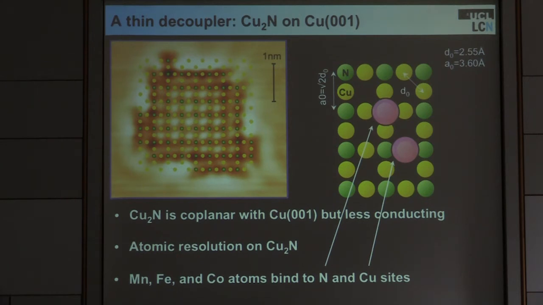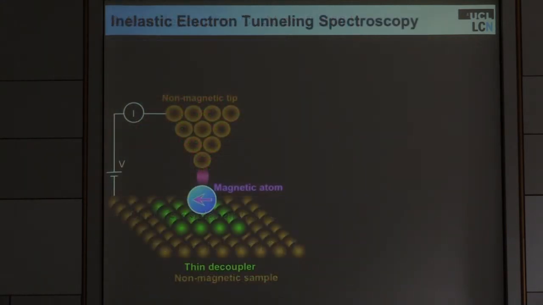So what this allows us to do is generate atomically precise model systems with magnetic atoms on a substrate. In particular, we look at manganese, iron, and cobalt. People are now looking at nickel, titanium, and many other systems as well. In general, at least on this surface, they tend to have two binding sites. They either sit on the copper site or on the nitrogen site. The nitrogen site is metastable, meaning if you apply a small voltage pulse, the atom will hop to a neighboring copper site. So for this talk, I'm going to focus on magnetic atoms sitting on the copper sites on this copper nitride structure. Okay.